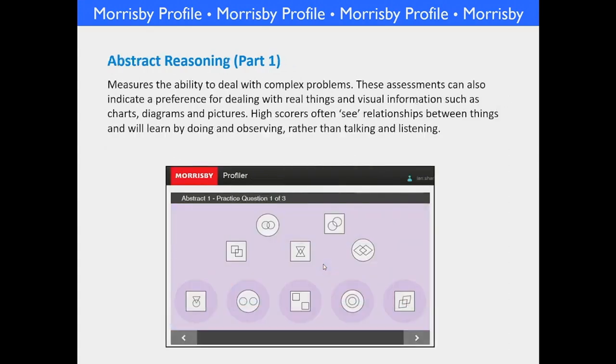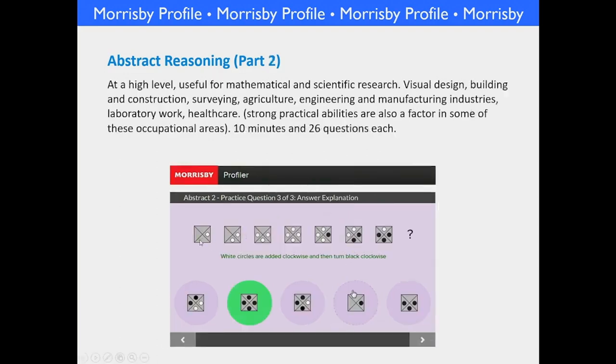We then have 2 abstract reasoning assessments. In this one, it's diagrammatic reasoning, and we're focused on the actual pictures and shapes themselves. And in this one, it's less looking at the pictures and more of a sequencing and patterning behind.